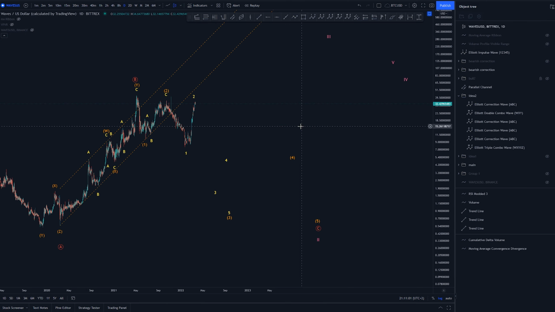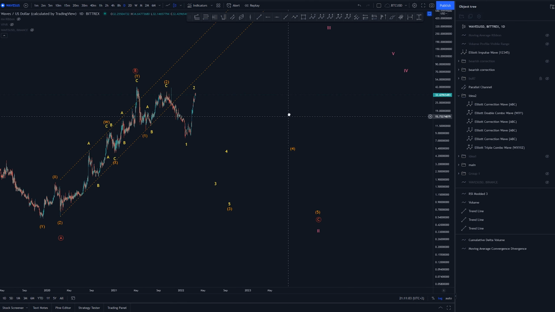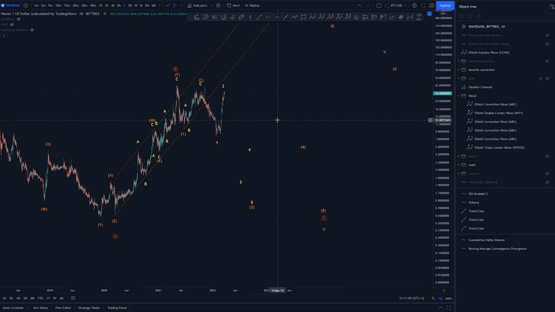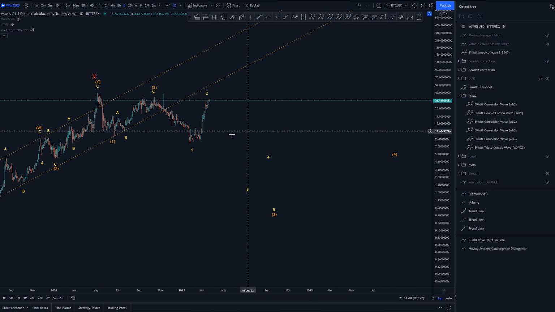And I feel like this is the second most likely case. However, I really don't like this structure here, having to fit 5 waves here. It is definitely doable, maybe 1, 2, 3, 4, 5, but it just looks weird, that's all.